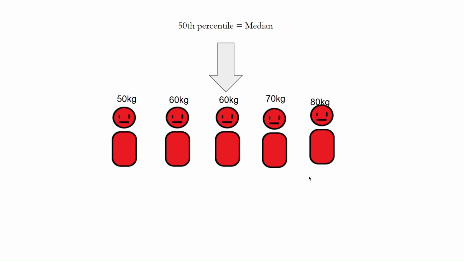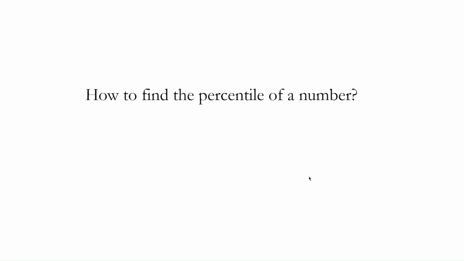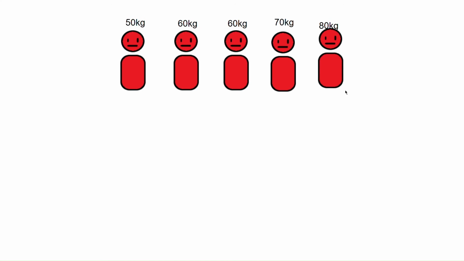Okay, now let's get on to how to find the percentile of a number. Let's say you want to find the 75th percentile in this example. What is the 75th percentile? It's 75% multiplied by the sample size, which is denoted as n. The sample size is the number of individuals in that sample. So in this sample, there are 1, 2, 3, 4, 5 individuals here. So 75% multiplied by 5 is 3.75.